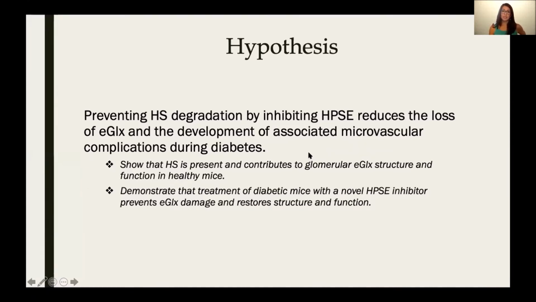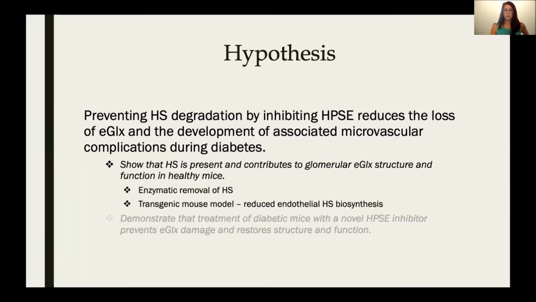So to test this hypothesis, I took two approaches. The first was by showing that HS is present in the glycocalyx and that it contributes to glomerular E-glycocalyx structure and function in healthy mice. And the second was to demonstrate that treatment of diabetic mice with a novel heparinase inhibitor will help to prevent E-glycocalyx damage. So this first approach has kind of two further segments. I used enzymatic removal of heparan sulfate to test the importance of heparan sulfate. And then I also used a transgenic mouse model which had reduced endothelial HS biosynthesis.